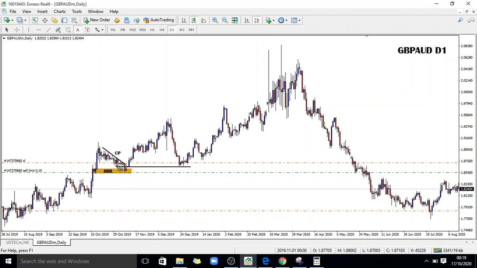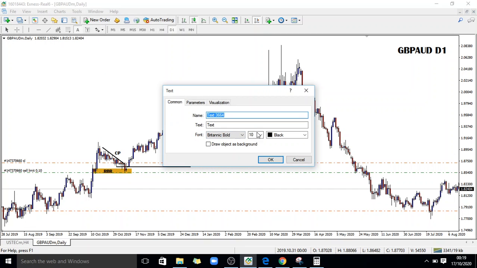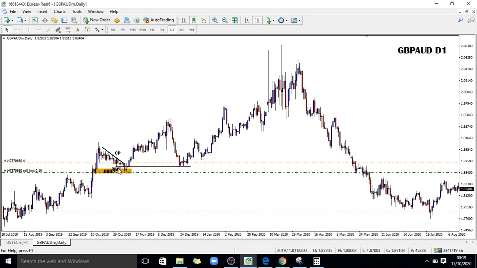So down here I have what we call a QML. That's a QML right there. An inverted QML.